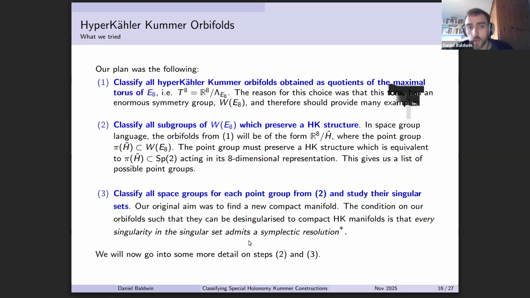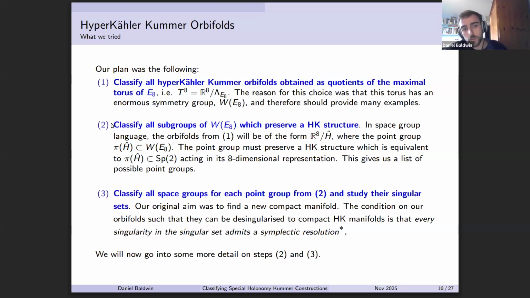So our plan was to try to classify all hyperKähler Kummer orbifolds, which are obtained as quotients of the maximal torus of E8. The reason for this choice is that this torus has a very big symmetry group, the Weyl group of E8, which has order about 700 million. Therefore, we expected it to provide many candidate orbifolds and increase our chances of finding something that could be desingularized to a compact, smooth hyperKähler manifold.